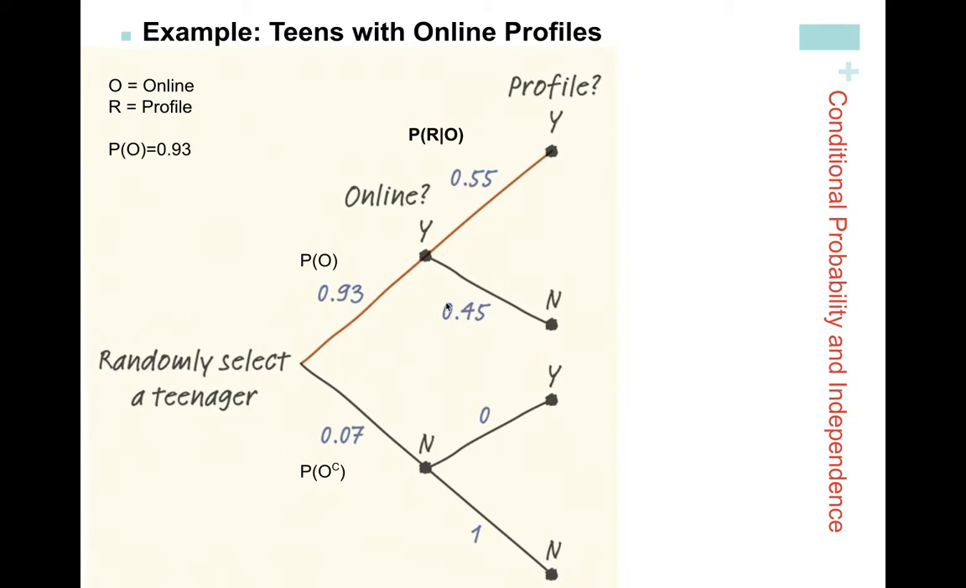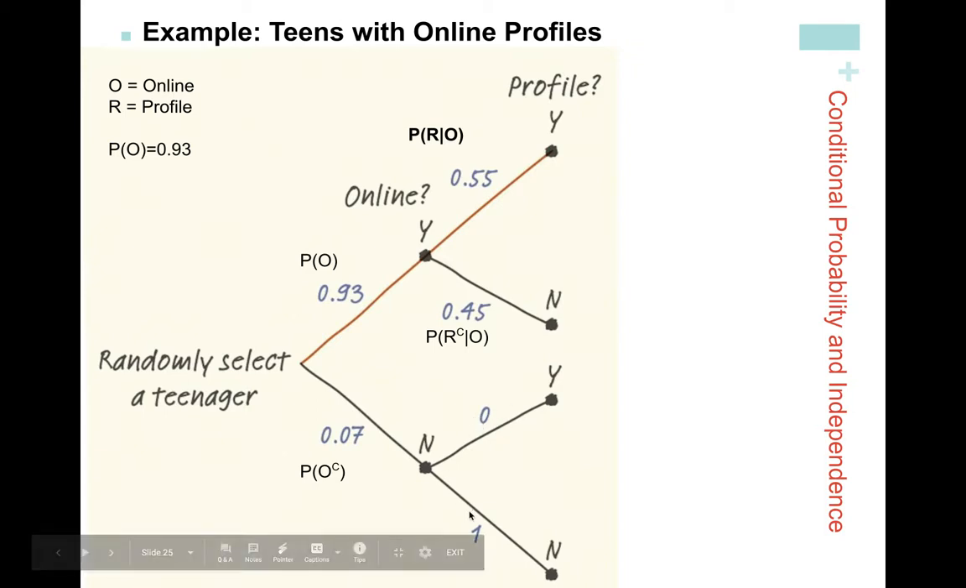So what would be the notation for 0.45? What is that? Well, this again is a conditional probability. This is the probability of not R, meaning they have not made a profile, but given that, yes, they're online. So the notation for that is the probability of R complement given that O has occurred, and that's equal to 0.45. So can you figure out what the notation is for these two probabilities, this 0 and this 1? Pause the video and figure out what those are.